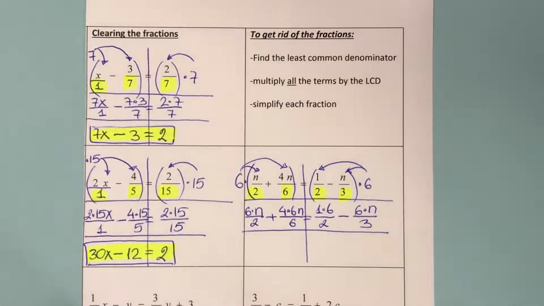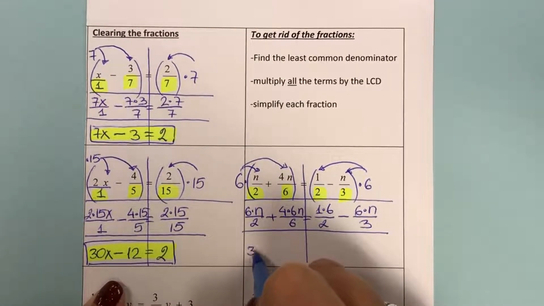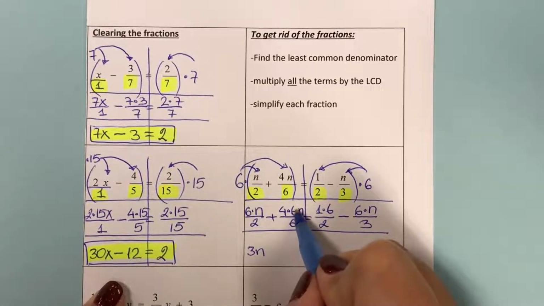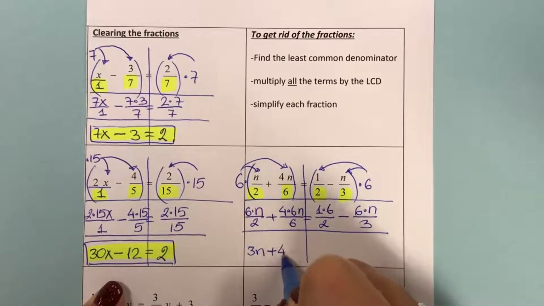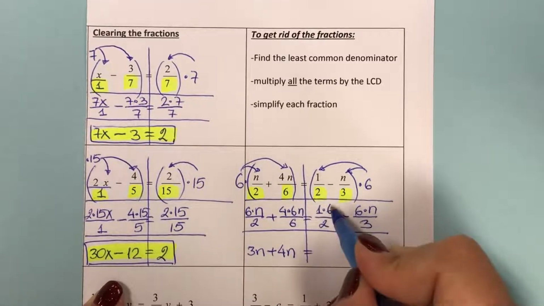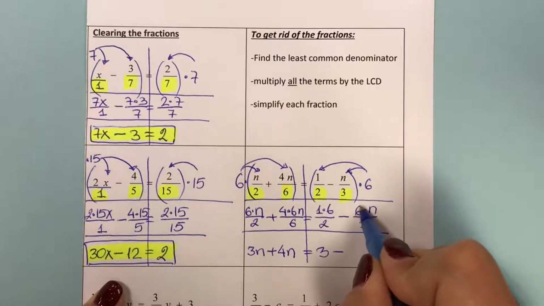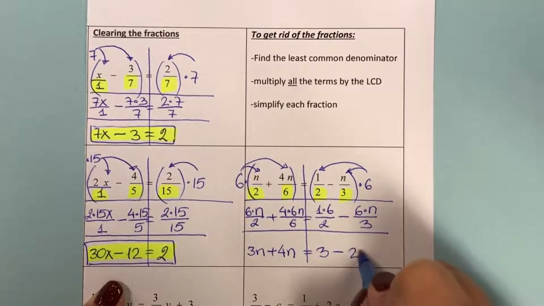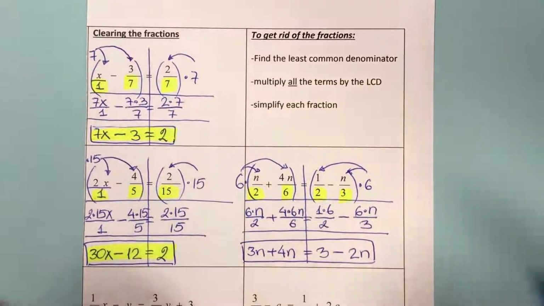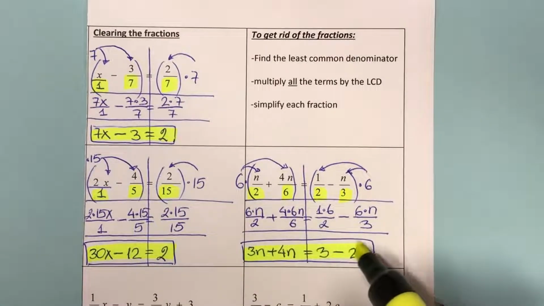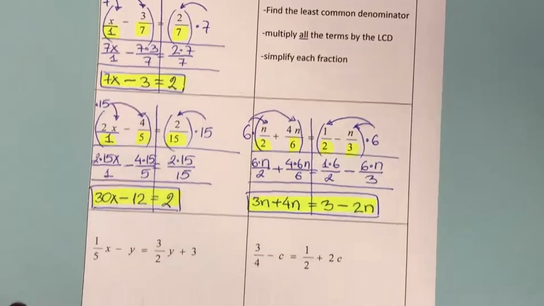Step 3, simplifying fractions, multiplying and dividing. 6 divided by 2 is 3n. 24 divided by 6, or we can simplify 6 and 6. Either way is plus 4n. 1 times 6, 6, and divided by 2, 3. And then 6n divided by 3 is 2n. Fractions are gone. The equation has whole numbers only. From there, we can combine the like terms and use inverse operations to solve.